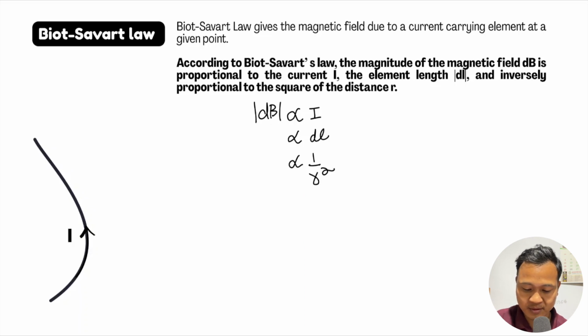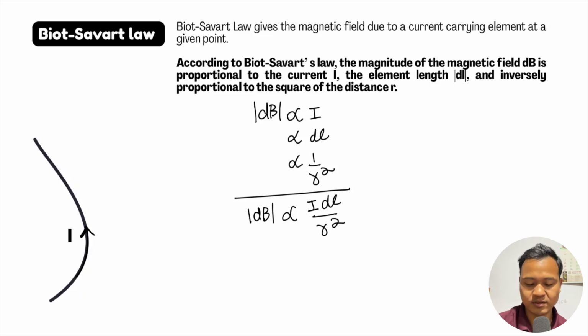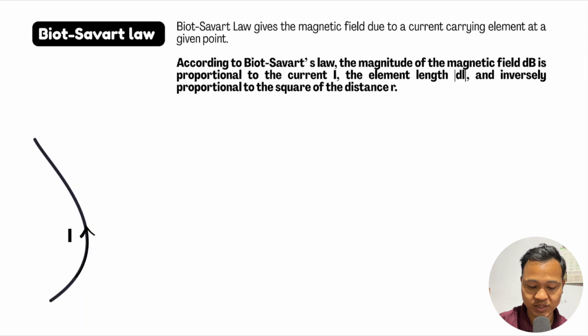So combining these, here I will have dB is proportional to I into dl divided by r square. Then a constant comes in. So let's skip this part and try to write the actual Biot-Savart law.